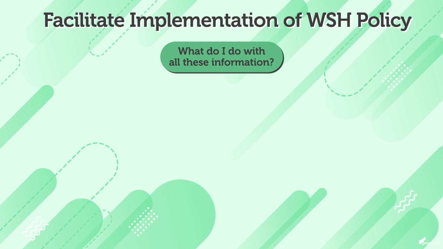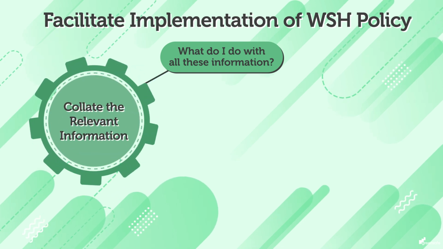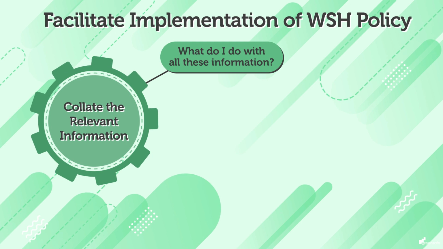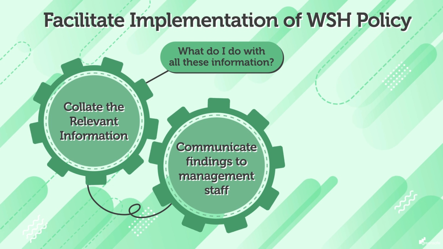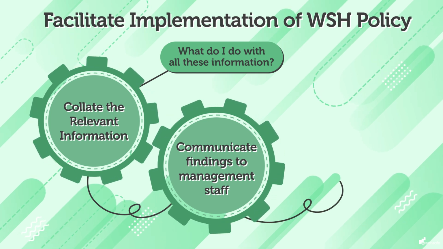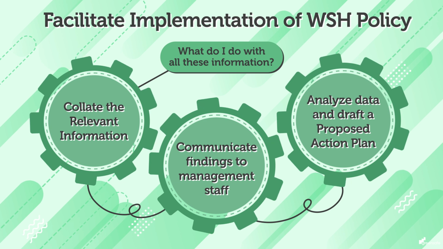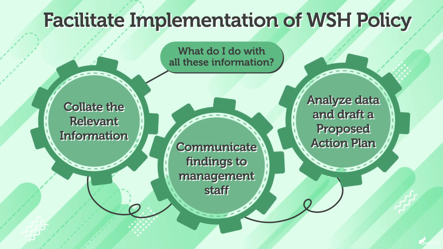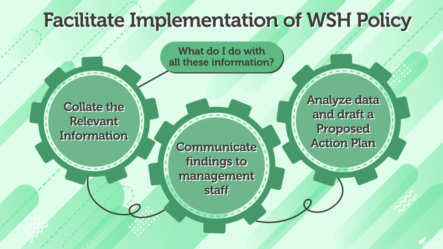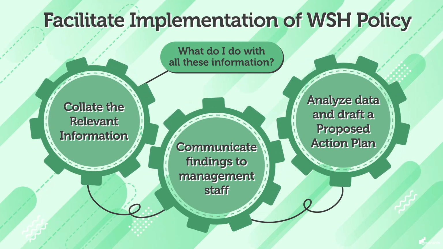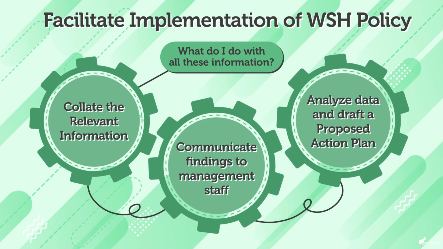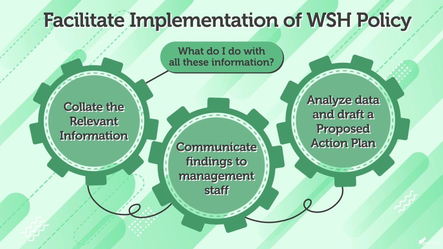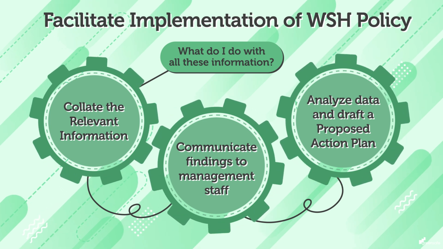Well, first you should collate the relevant information. Once our information is collated, we can then communicate the findings to management staff. Before doing so, we should first analyze the data and come up with a proposed action plan. This should be drafted for discussion. Upon completion, the information and the action plan can then be sent to management for their opinions and approvals for the formulation of the WSH policy.